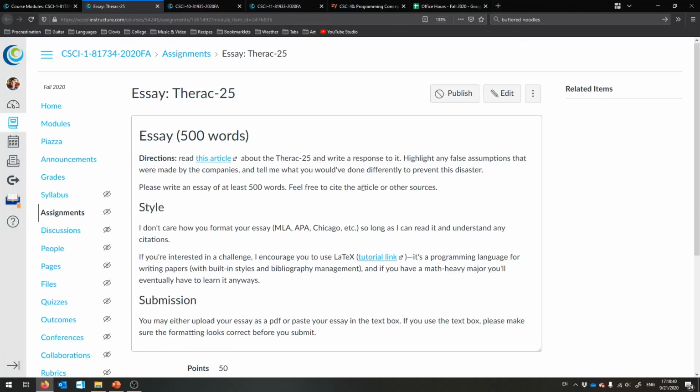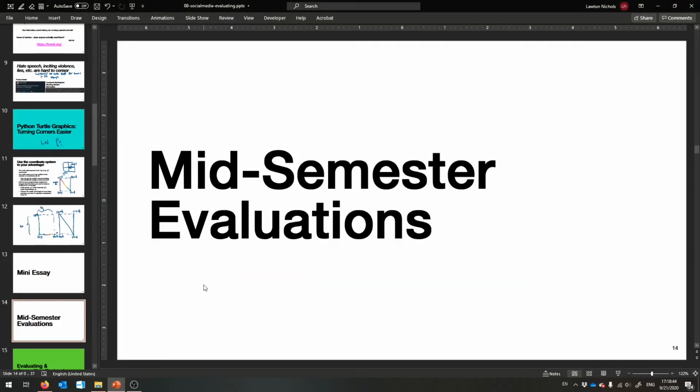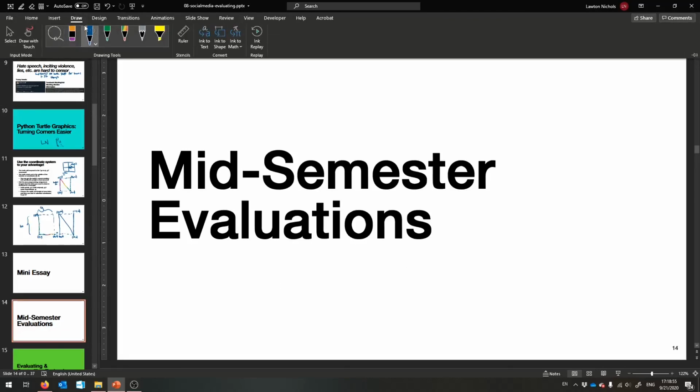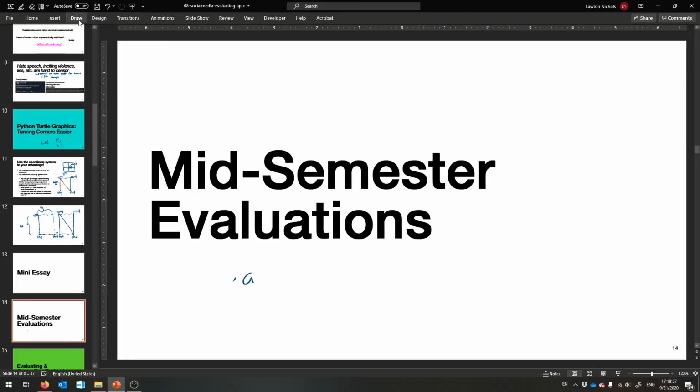You can cite the article, you can look up other sources about this article if you'd like, but none of that is required. So that is your essay, and then we are in the middle of the semester now. There are 17-ish weeks. We are in week 8, which is close enough, so I want to do mid-semester evaluations, and I want to highlight that this is one, anonymous, and two, just for me.